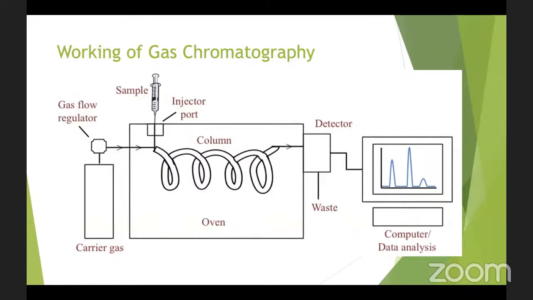Which is the parameter on the x-axis in this chromatogram? The x-axis has retention time, and the y-axis is the intensity. Intensity tells you how much of your component is present in the mixture, whereas the retention time tells you when that component left the column.